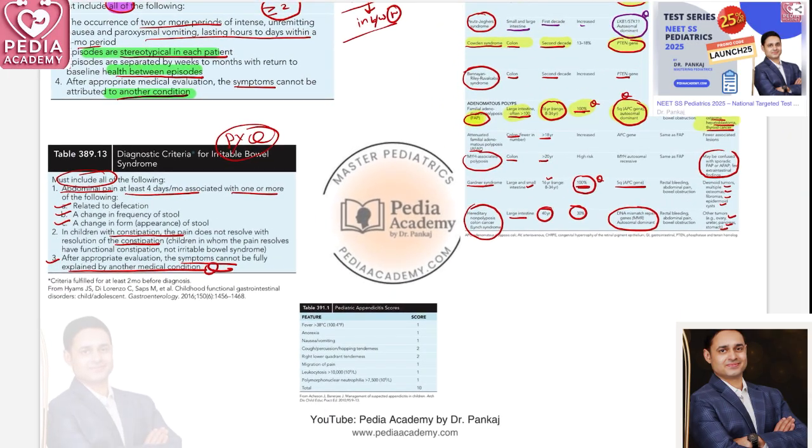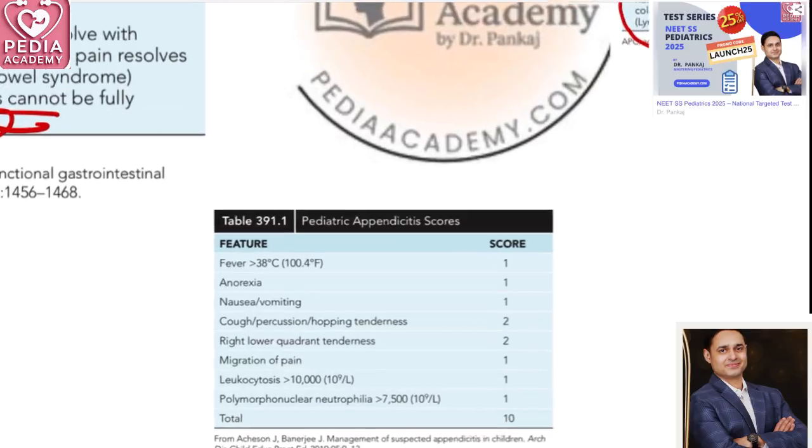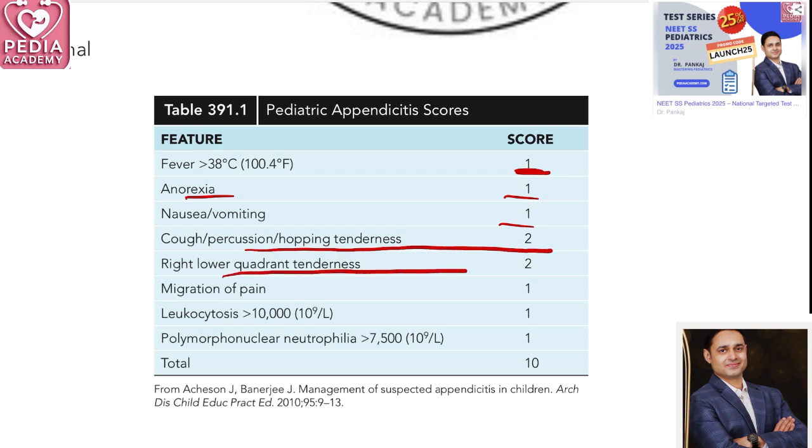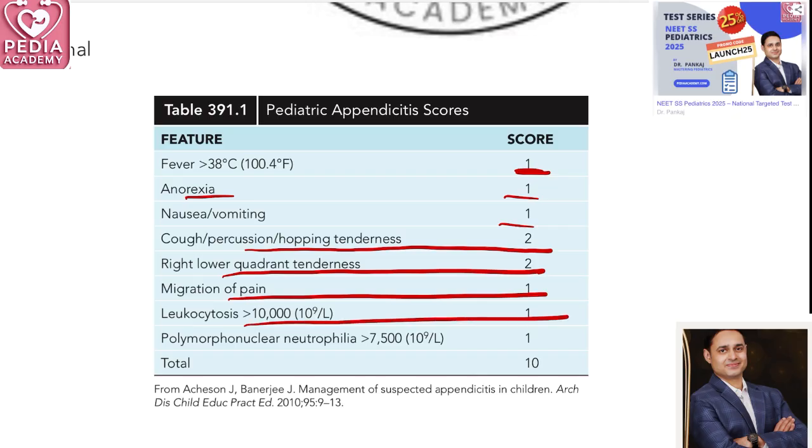Okay. One more thing, pediatric appendicitis score. Just remember: fever more than 100.4, 1; anorexia, 1; nausea vomiting, 1; cough, hopping tenderness, 2; right lower quadrant tenderness, 2; migration of pain, 1; leukocytosis, 1; polymorphonuclear neutrophilia, 1; and total is 10 score.